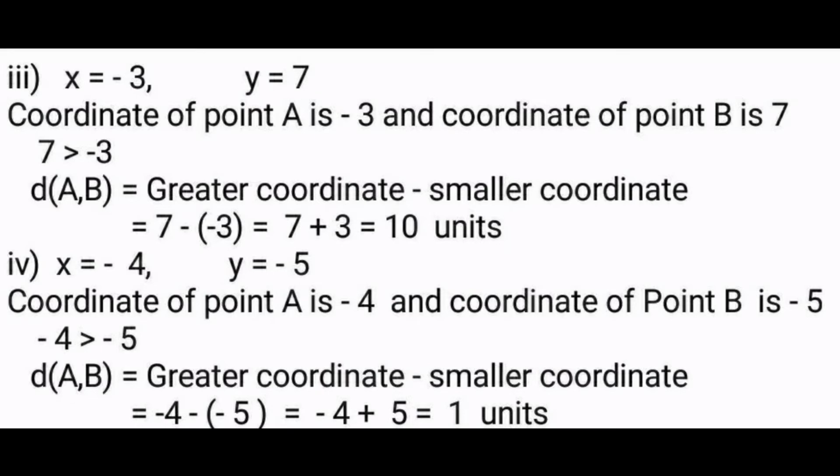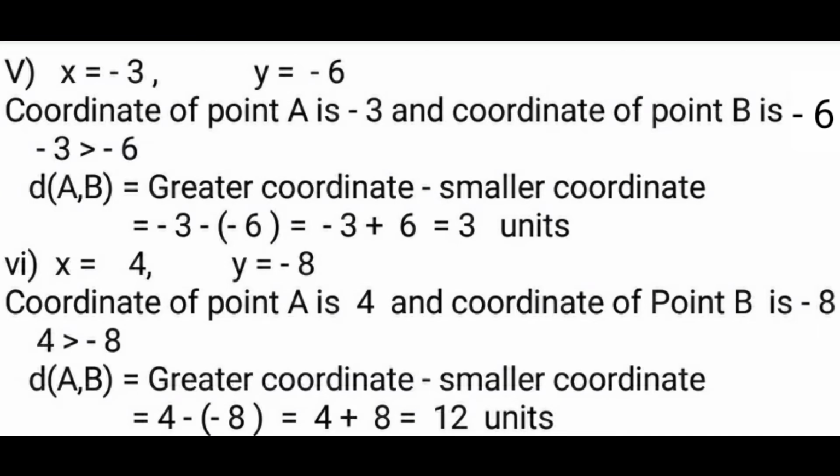Sub question number 4. X is equal to minus 4 and y is equal to minus 5. It means the coordinate of point A is minus 4 and the coordinate of point B is minus 5. Minus 4 is greater than minus 5. So distance AB is equal to greater coordinate minus smaller coordinate. Minus 4 minus minus 5. That is minus 4 plus 5. That is equal to 1 unit.